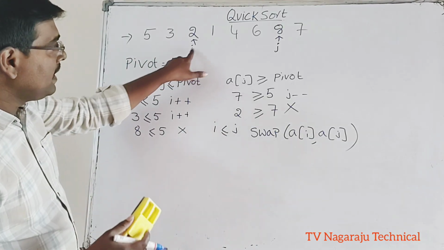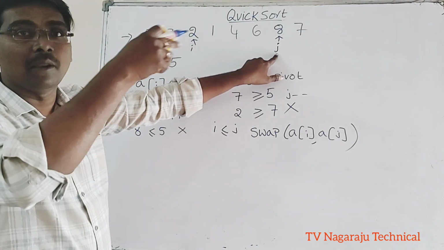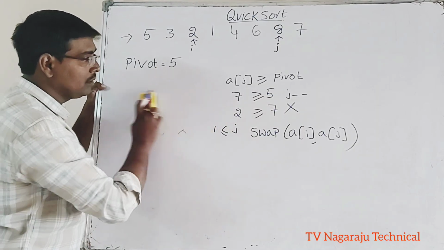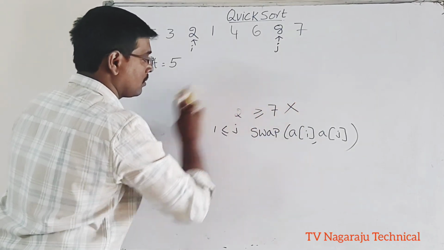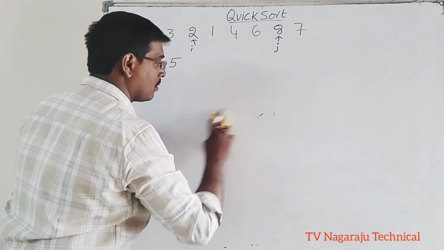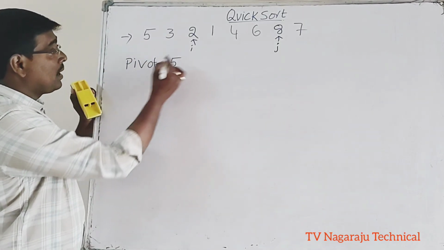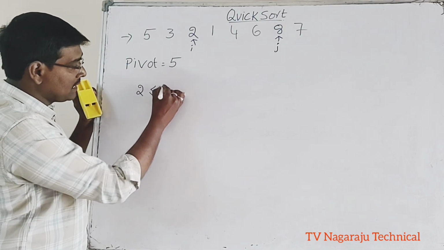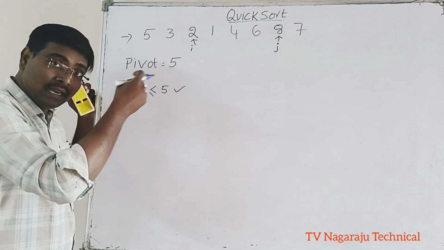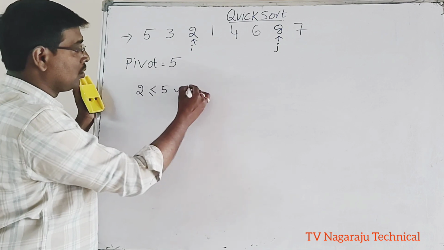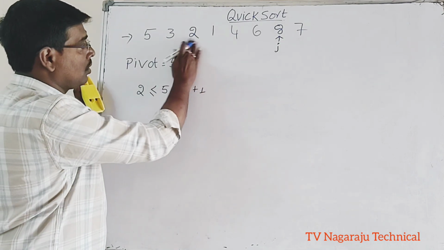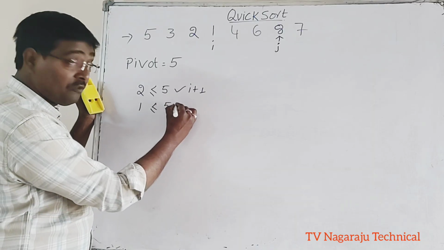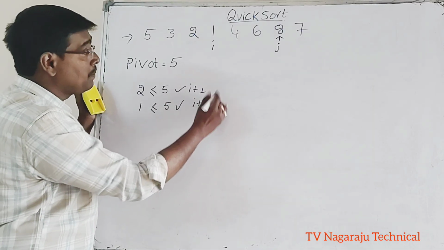Now again i less than or equal to j. Again repeat the loop one more time. Now I am erasing the previous one. Again, what is i value? 2. a of i is 2, less than or equal to pivot. So condition true. i plus plus. Now i points to this position. 1 less than or equal to 5. Condition true. i plus plus.